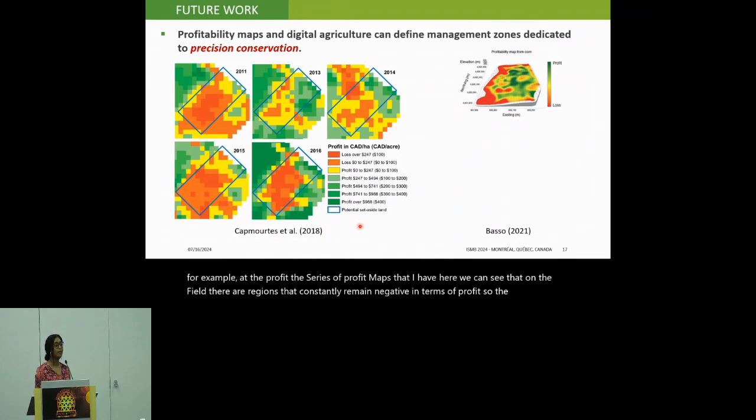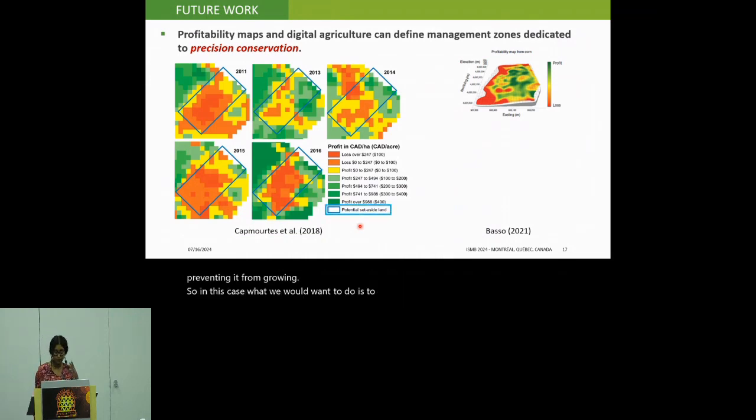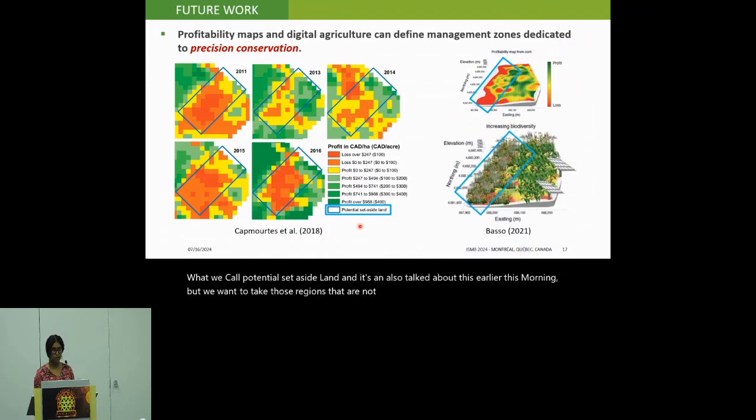So the farmer is investing in fertilizers, herbicides, treatments to grow on this field, but something there is preventing it from growing. So in this case, what we would want to do is to create what we call potential set-aside land. And Etienne also talked about this earlier this morning. But we want to take those regions that are not producing and convert them so that instead of wasting our resources on them, we can propose a new type of management strategy where we can regenerate the soil and better make use of that land. So this is the whole goal of analyzing those series of profit maps.